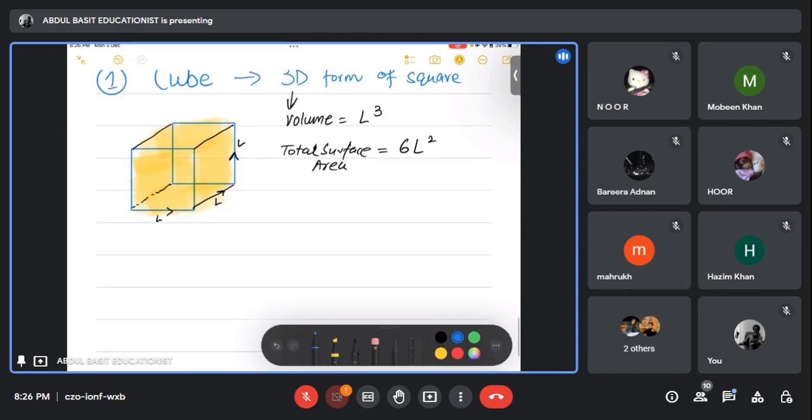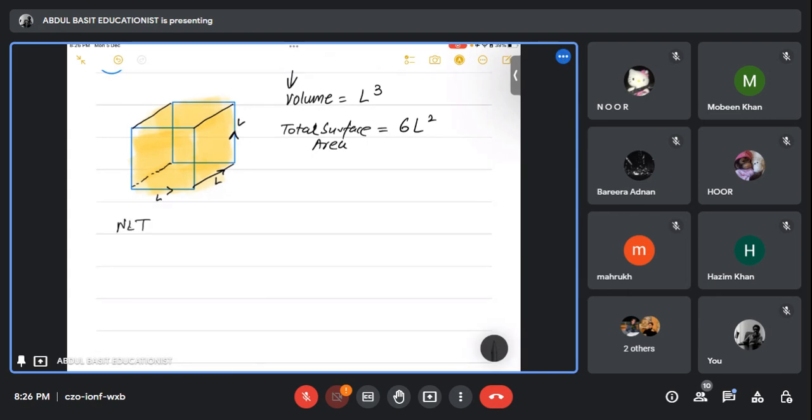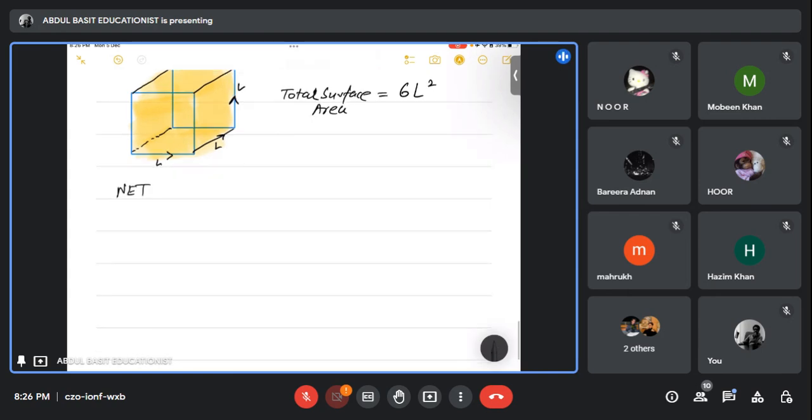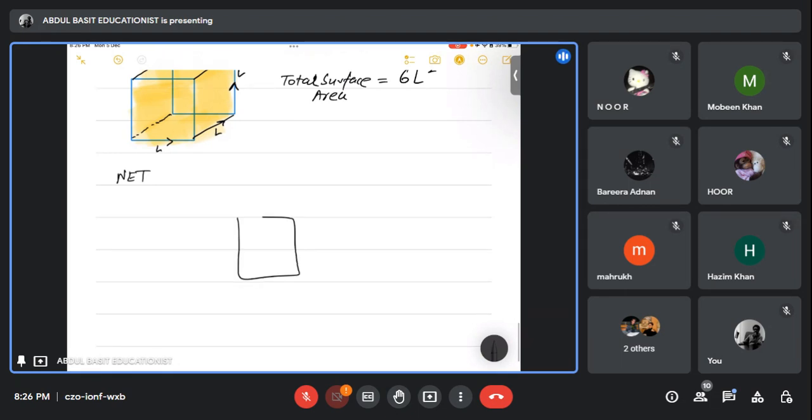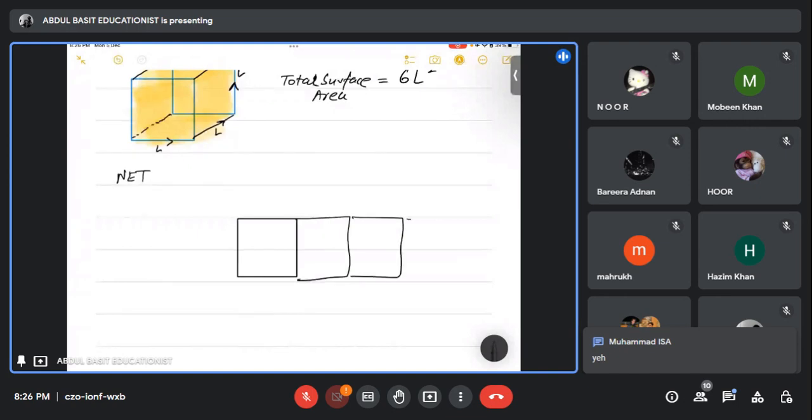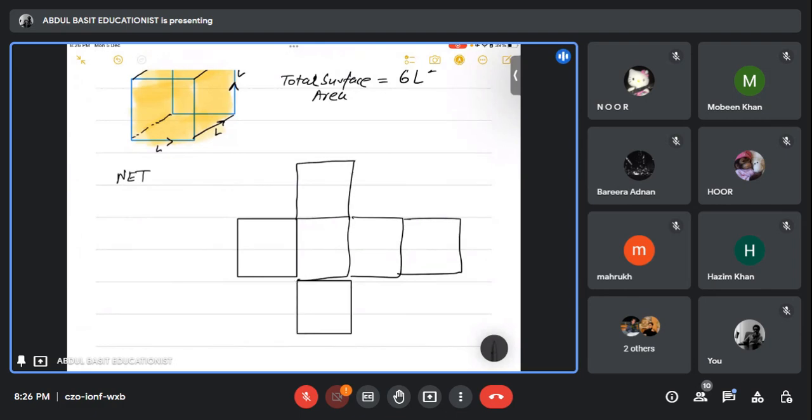Let me draw a net of the cube for you. The net of the cube has six squares. For example, if I want to fold this, I must have at least six squares. So this one and this one. Get it, Barira? There are six faces which a cube has. If I fold them one by one, this is what the net of a cube is. Is it clear?